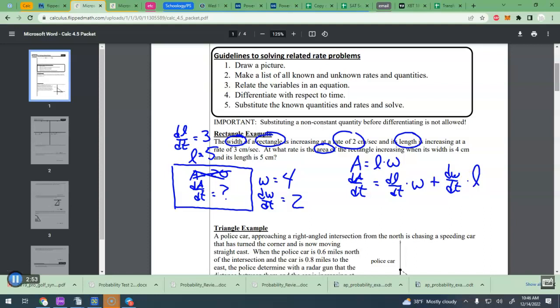And then if you get to there, they're typically pretty straightforward. So now I'm just plugging in. dL dt is 3, the width was 4, dW dt was 2, and L was 5. So 12 plus 10 is 22. What are the units on that? If it's the change in the area.